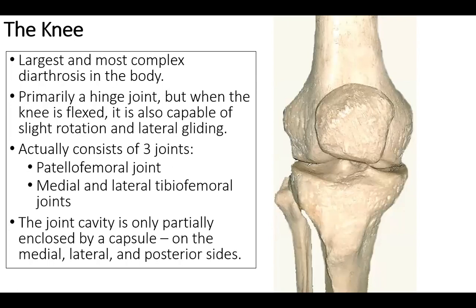It's not a true synovial joint in the sense that it is not completely surrounded. It's only surrounded on the sides and on the back, but in the front where the kneecap is located, the synovial cavity doesn't extend around there. It is three separate joints. It is a combination of the kneecap and the femur and the tibia and the femur, with medial and lateral connections between the tibia and the femur and the kneecap and the femur.